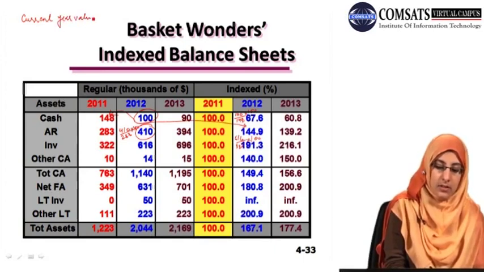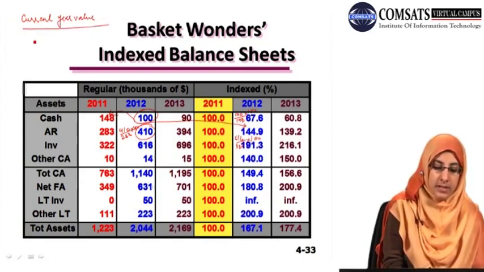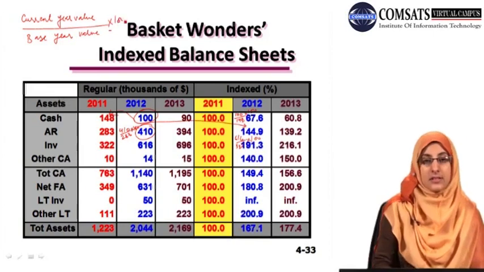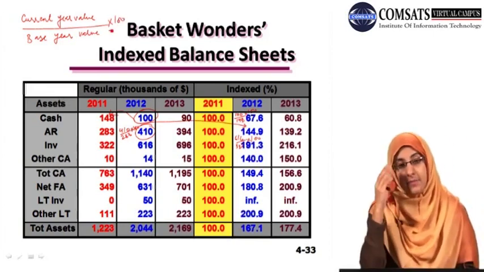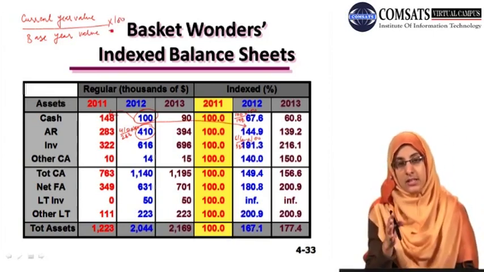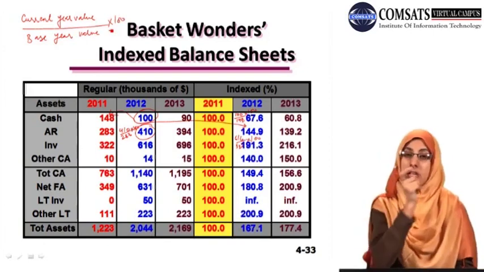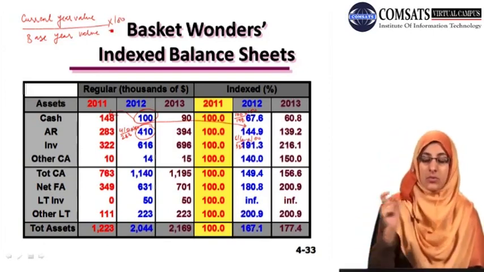Now अगर इसका आप फॉर्मूला चाहो तो आप लिख सकते हो: current year value divided by your base year value into 100. So this is the formula for your index analysis, कि आप हर जो current year के item को find out करें, उसको base year के वही item से divide करके into 100.